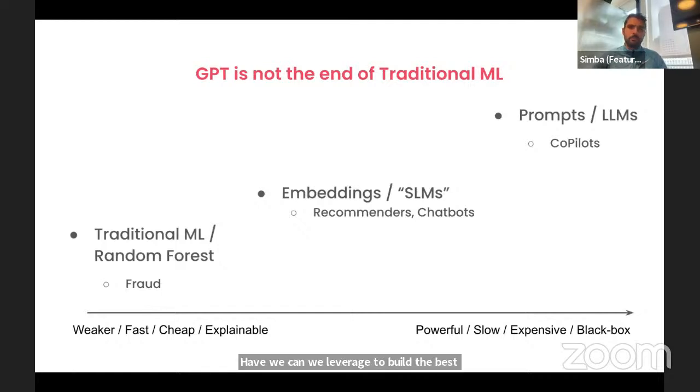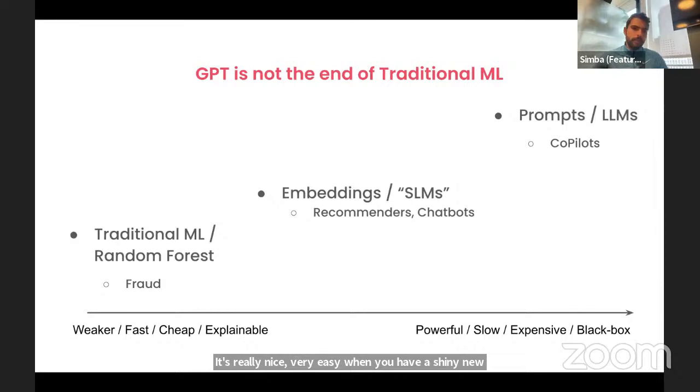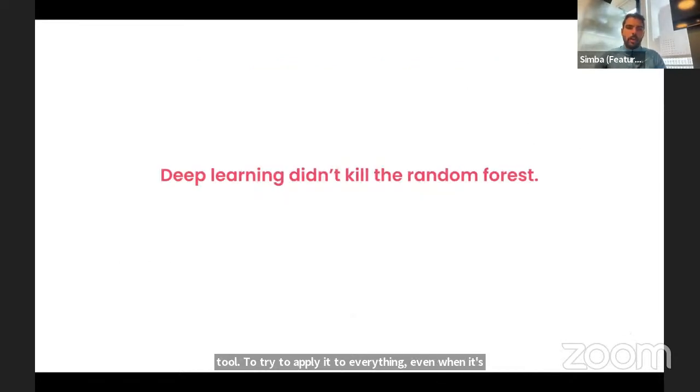Similarly, also sometimes just knowing that maybe an LLM is not the right tool for the job, like for things like fraud. It's really easy when you have a shiny new tool to try to apply it to everything, even when it's clearly not the right tool for the job. For example, when deep learning came out, everyone was trying to turn all of our models into deep learning models. But we realized pretty quickly that some of our old models actually performed better than deep learning. The same thing I'm seeing here too, where people are actually trying LLMs for certain use cases where they actually do worse, and then people revert back.